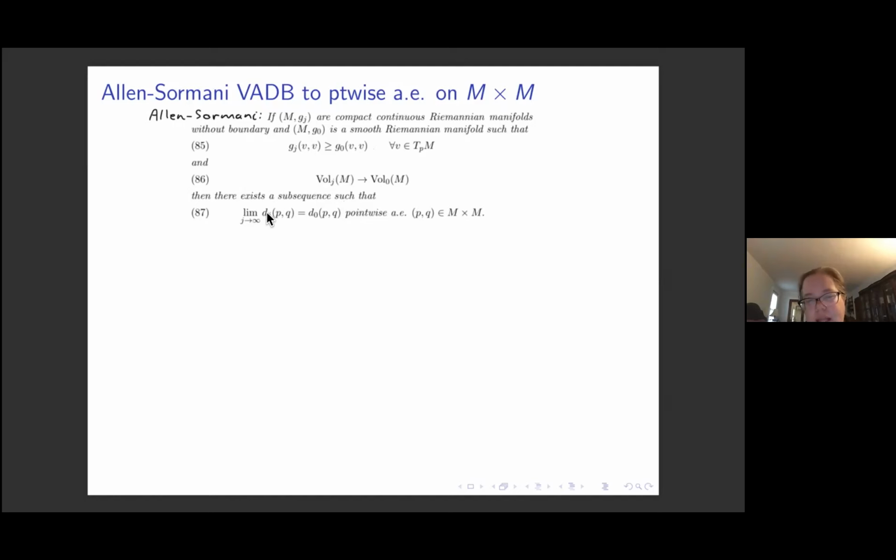But what we need is a large enough set where this will be uniform convergence on a large set, not in M cross M, but a large set in M for all the P's and Q's in M, not pairs PQ in some subset of M cross M.